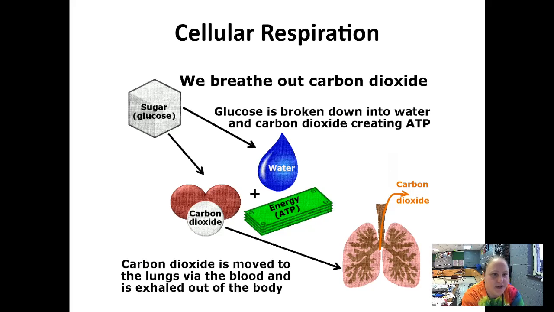So cellular respiration is we breathe out carbon dioxide. Glucose is broken down into water and carbon dioxide, creating ATP. So when we eat food, which has the glucose and the sugar in it, we break it down into three categories: carbon dioxide, energy that we use, which is called ATP, and water. The carbon dioxide is moved to the lungs via the blood, and we exhale it.